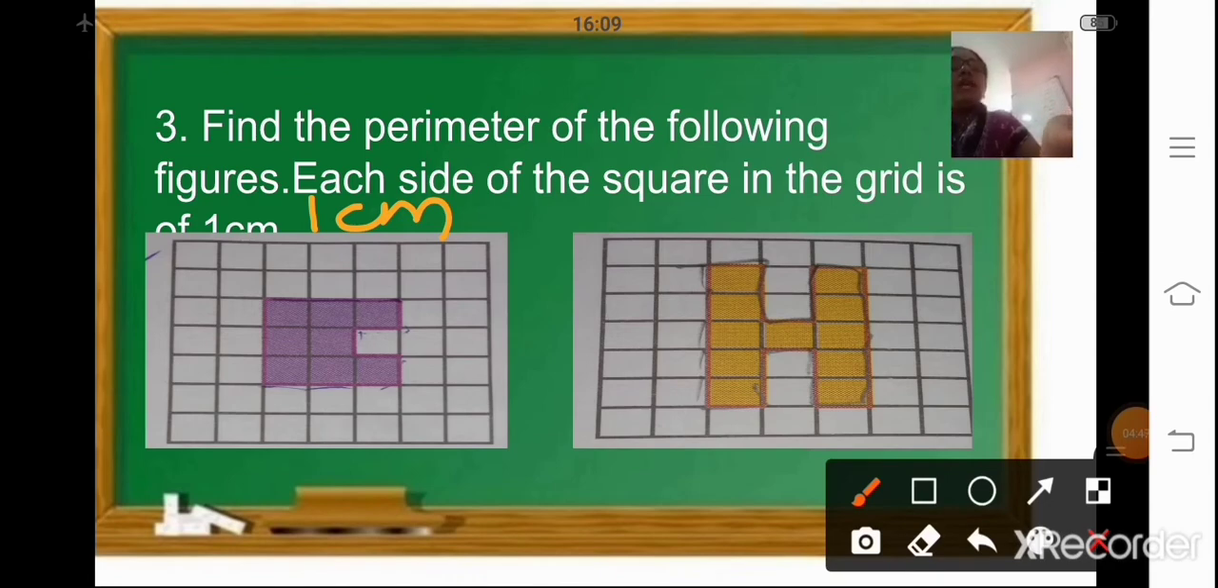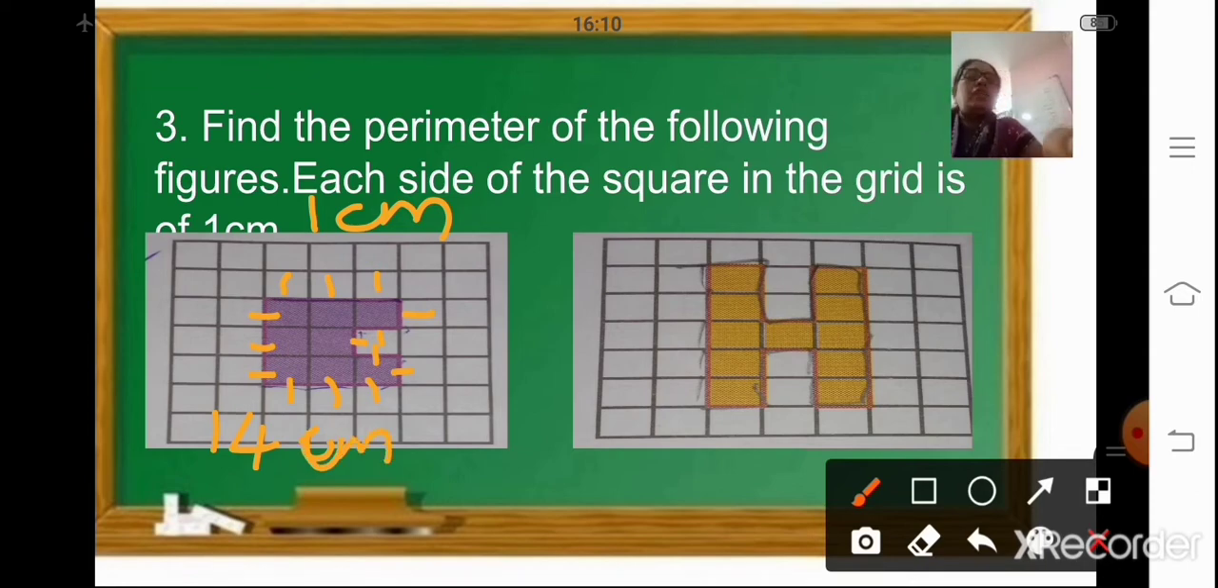Okay. Now when we say that each side of the grid is 1 centimeter, that means the perimeter of this closed figure, yes, here it is considered as 1, 2, 3, 4, 5, 6, 7, 8, 9, 10, 11, 12, 13 and 14. Yes. So what is the perimeter of this? The perimeter of this is 14 units, you can say, or you can say 14 centimeter.